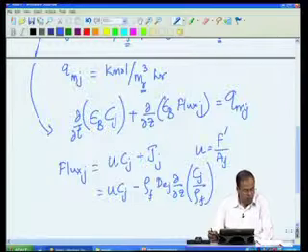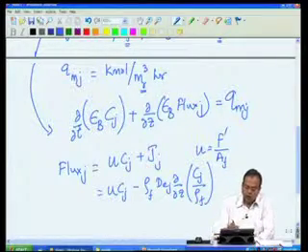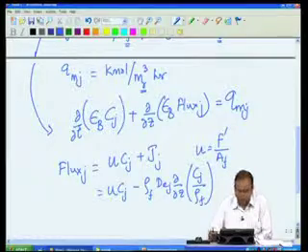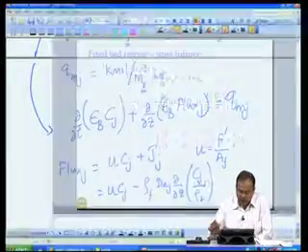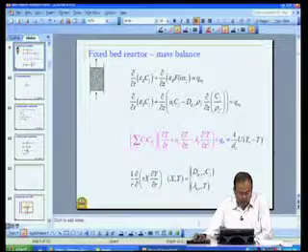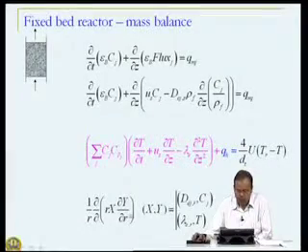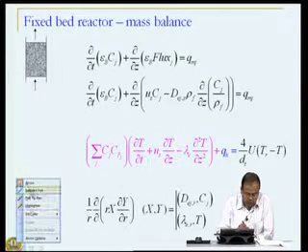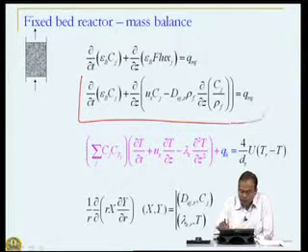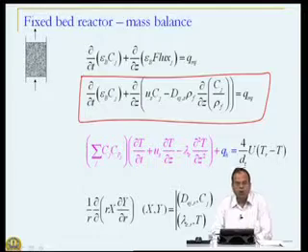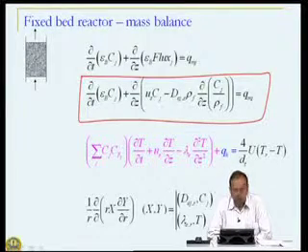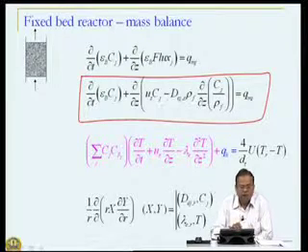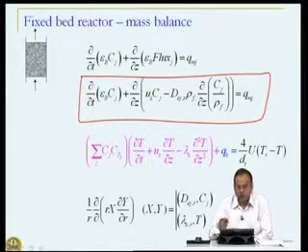So, now if we put all these things together, we get our mass balance equation. That mass balance equation now takes the form of this particular equation, which we just derived, denoting the flux, the accumulation and the generation.